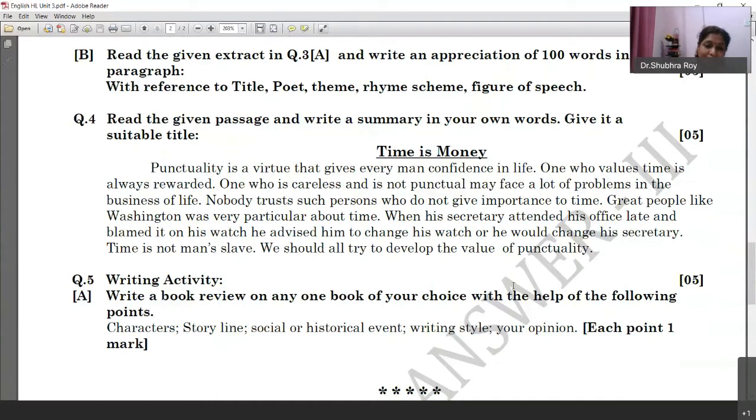So here, characters, storyline, just write a very simple book review. Characters, storyline, social or historical events, writing style, your opinion, each carries 1 mark. So this is activity 5. I hope I'm absolutely clear.